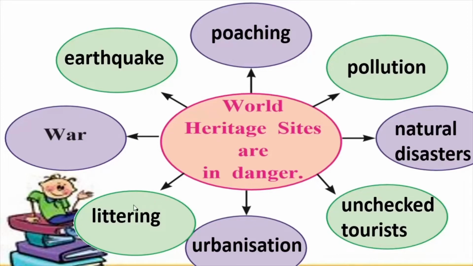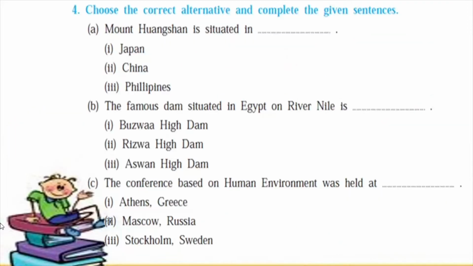We have many more exercises, children, like this. So now let's go to the next one, where it is again an exercise on comprehension. If you read the contents of the text carefully and with understanding, you will be able to answer these questions. So come on, try to do it on your own and then come back and check with my answers. So choose the correct alternative and complete the given sentences.